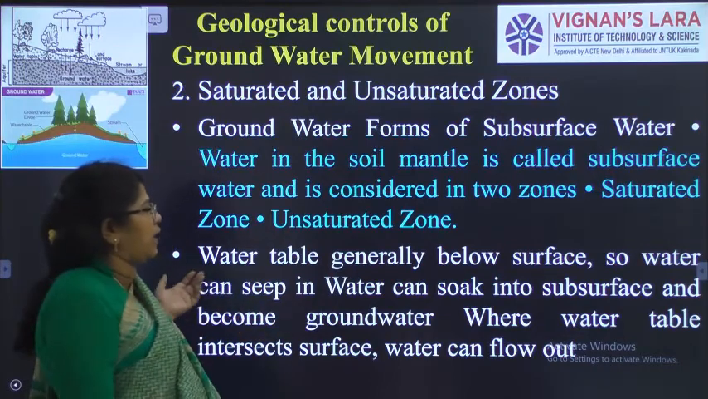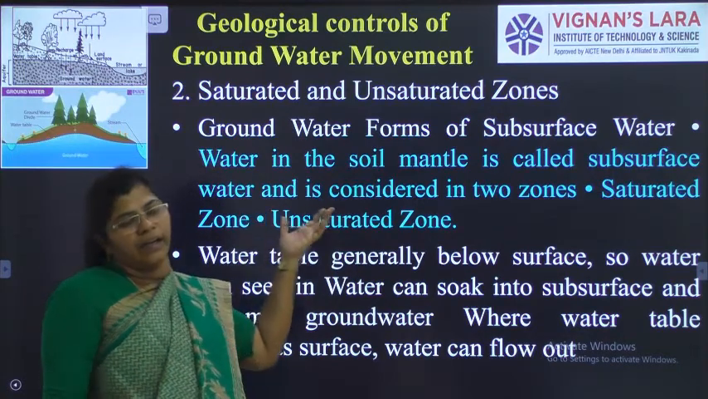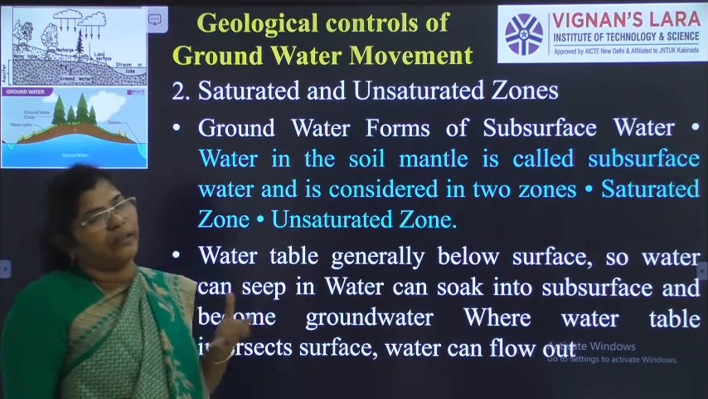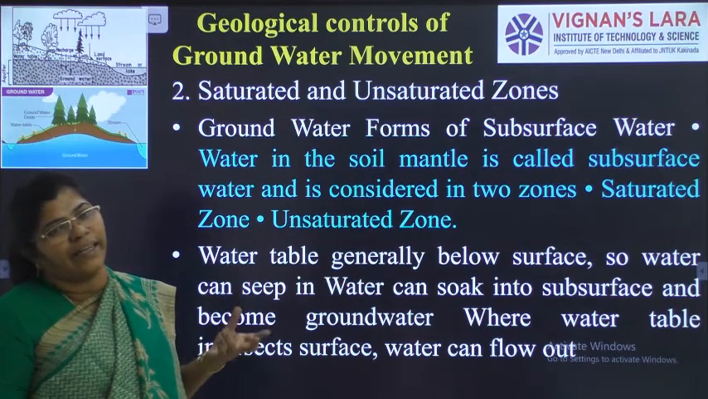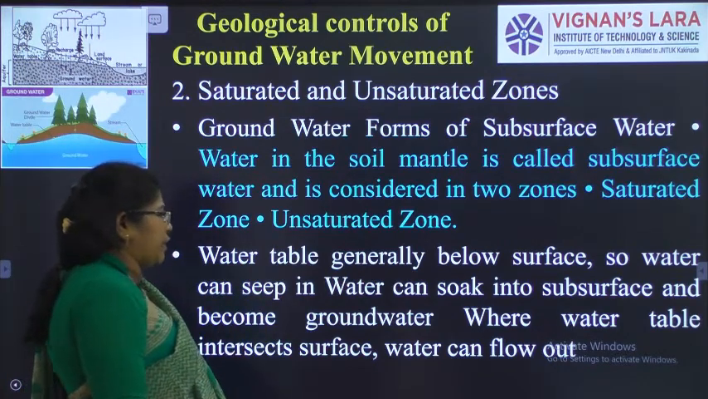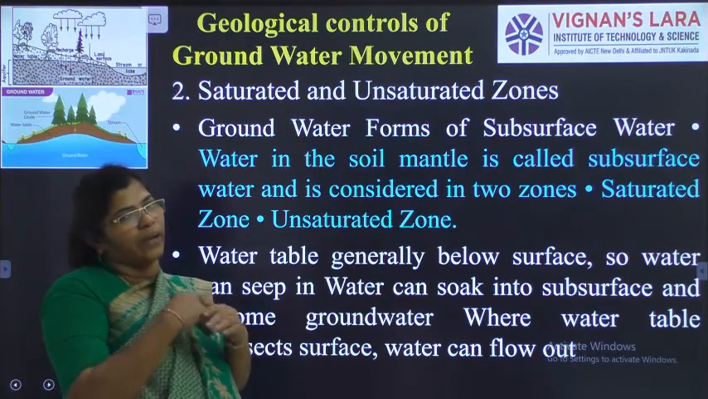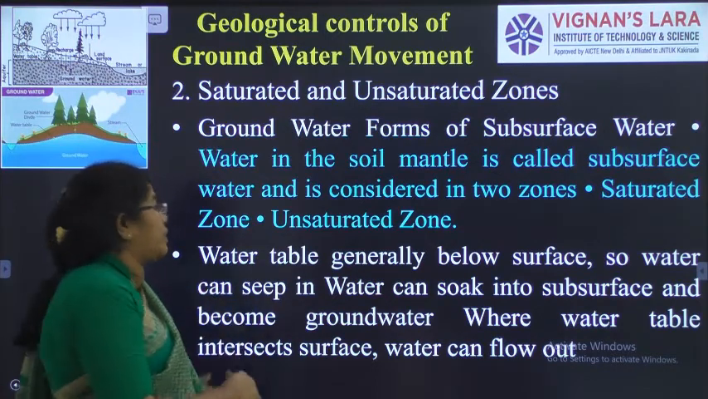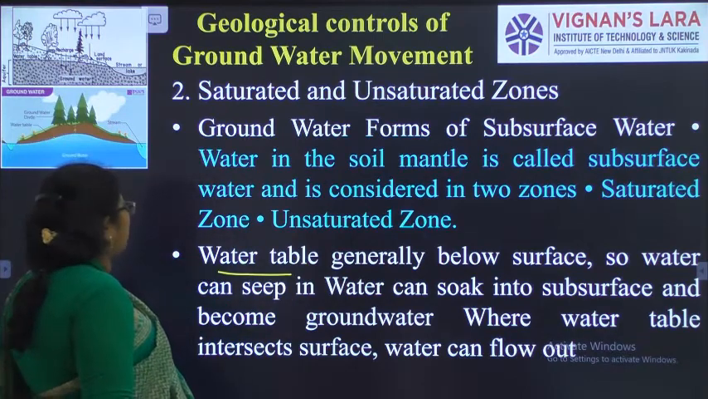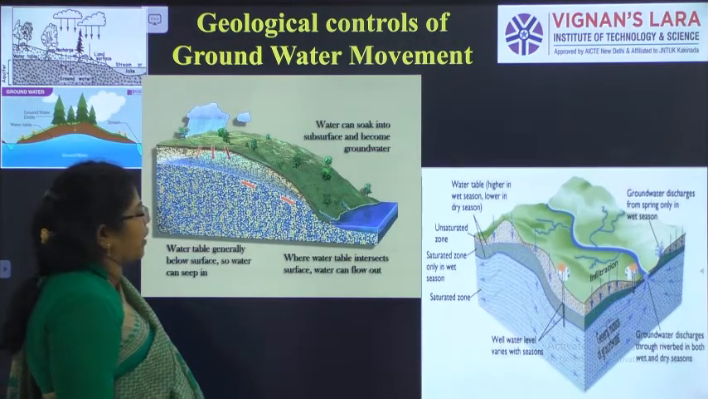Saturated zone is having a groundwater that is fully of water. Unsaturated zone is of three layers: soil, subsoil, and the intermediate layer and the capillary fringe. In between the saturated zone and unsaturated zone, the water table is found, right? Okay. So again we are going to see this.